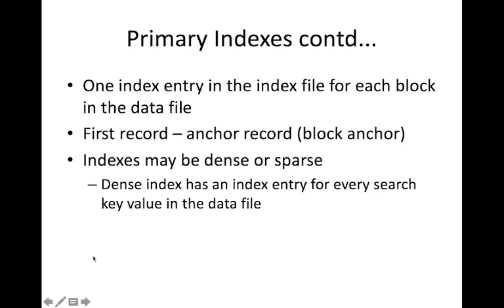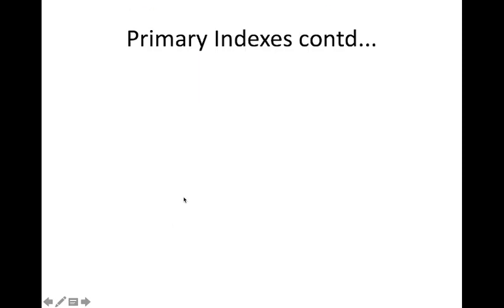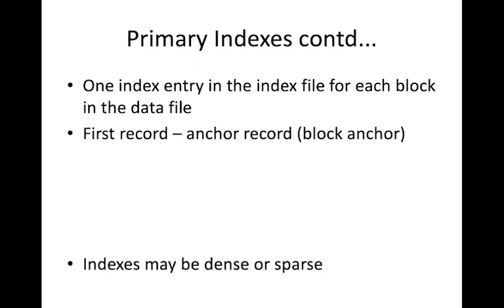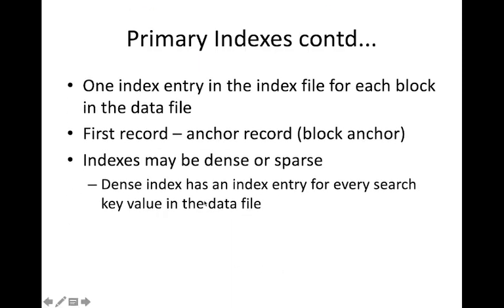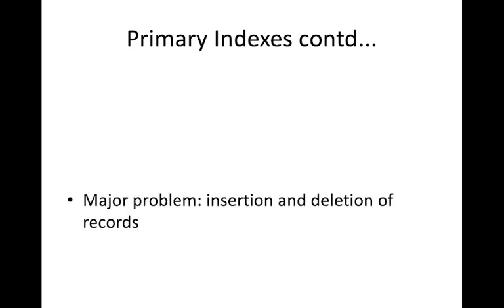So in the previous example it is a sparse index because we do not have index entries for all the data records. We have only a few. We are storing only the anchor record's address in the index file. So this is a sparse index, while a dense index will have an entry for every search key value.